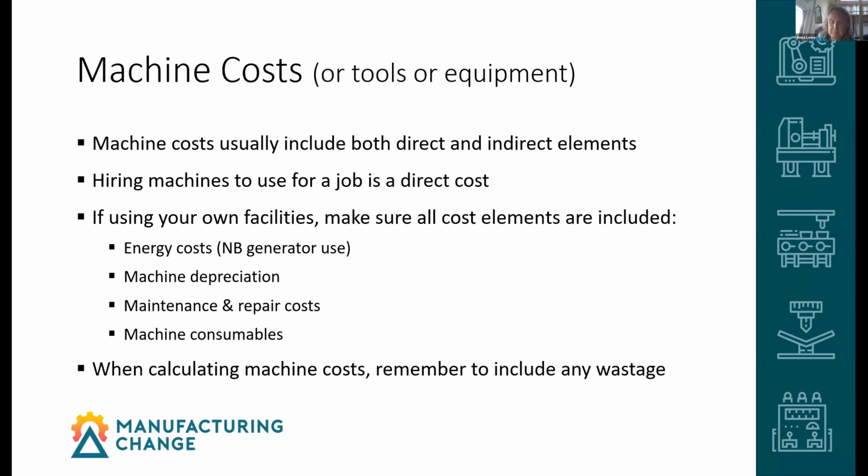But when you're calculating how long you'll use it for, you also need to think about any wastage. So if we go back to the example that we had on the materials, if you're going to make 4 extra products to test the settings and so on, then you need to account for the time that those will be on the machine as well. So that time will need to be accounted for in the labor costs and in the machine costs.